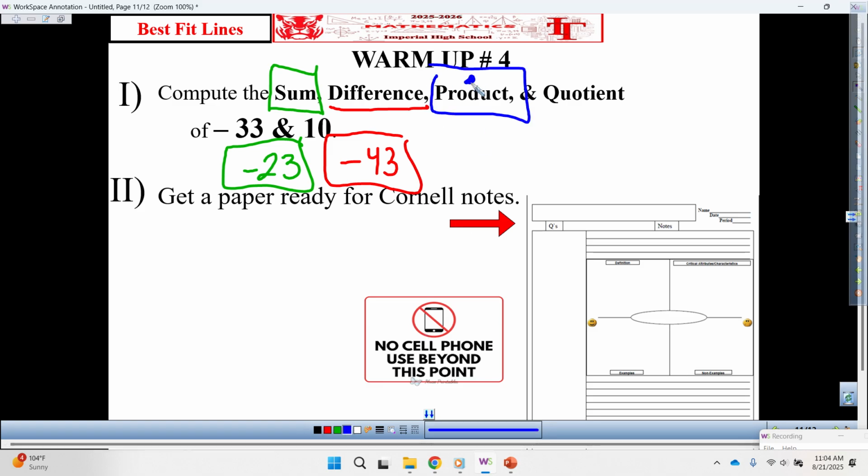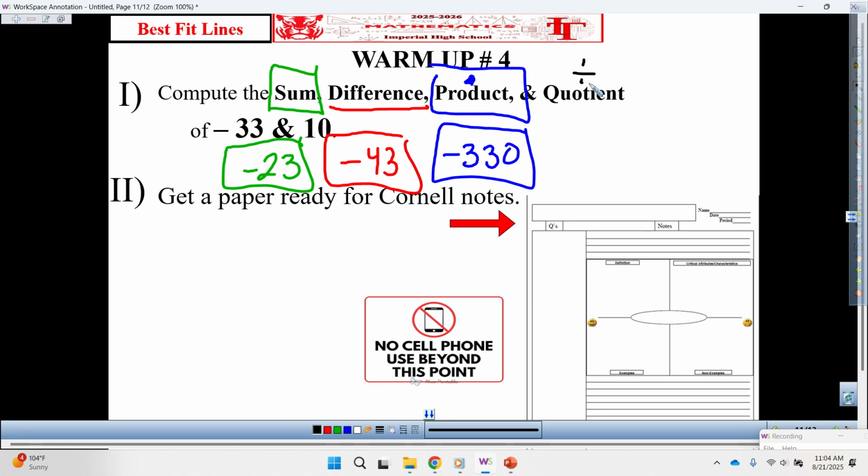Product. One more time. Show your neighbor before I call on someone. Product. Negative 33 times 10. Let's go with, how about Martin? What'd you get? Negative 330. Hands if you got that. That is correct. And last but not least, quotient, which is division.